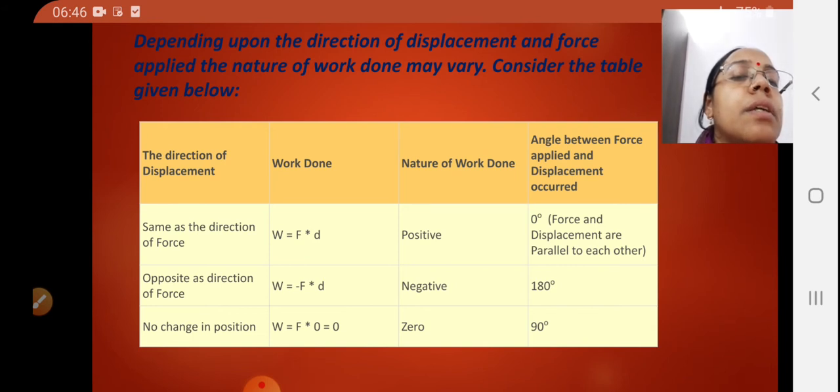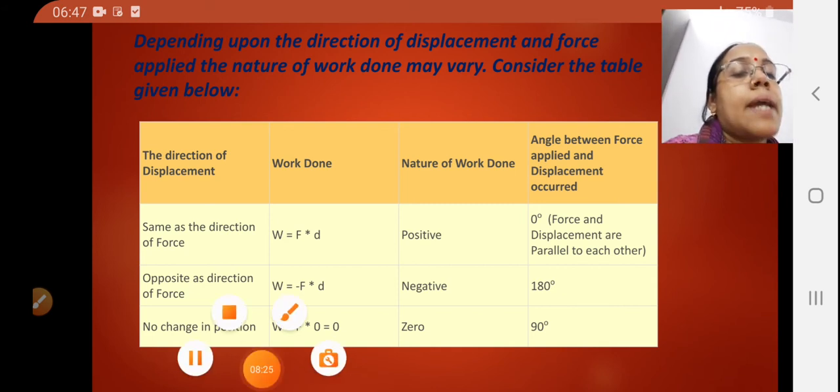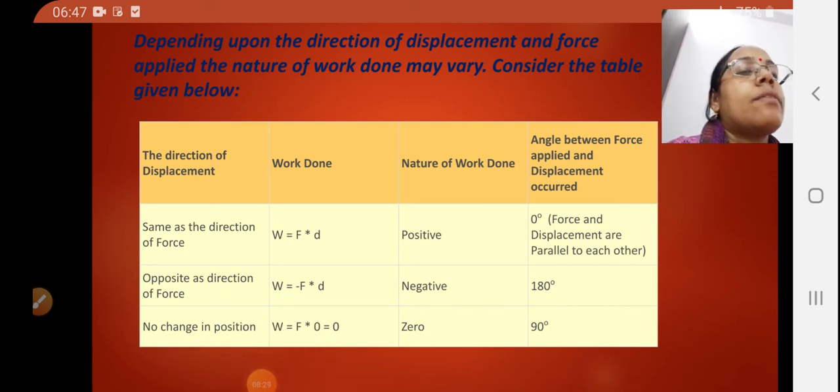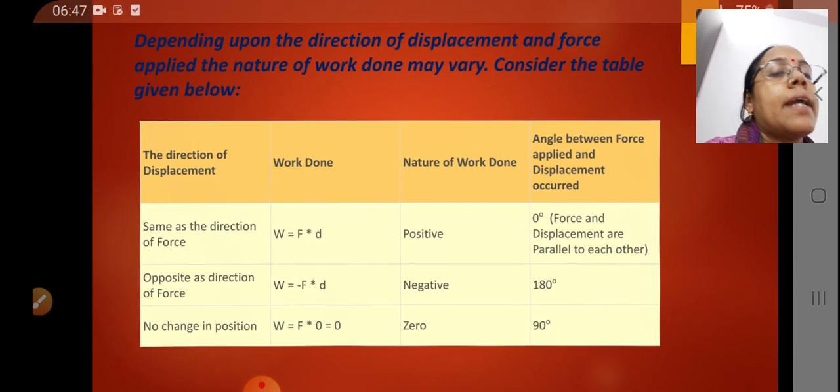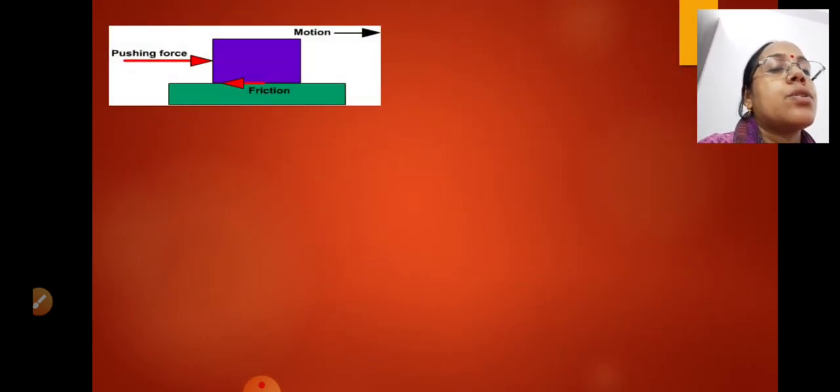And when there is no change in position, the force is applied on the object but no displacement has occurred, then the value of displacement will be 0. So W is equal to F into 0, it is 0. So the nature of work done is 0. And what is the angle between force and displacement? It is 90 degree. So these are the three types of work done on the basis of direction of displacement and force applied. You can see here it is being shown diagrammatically.